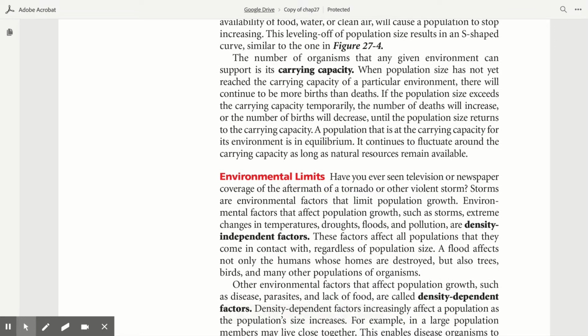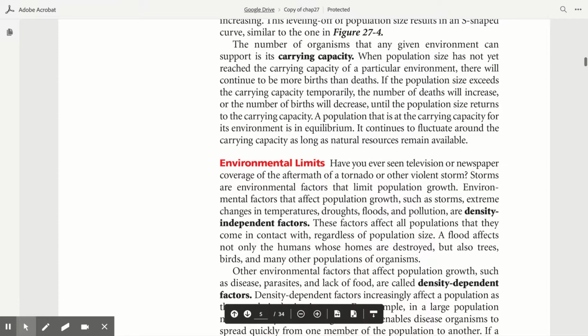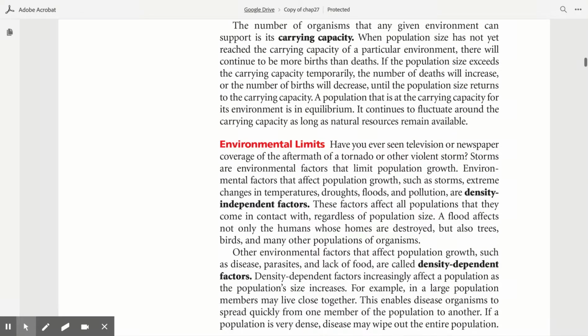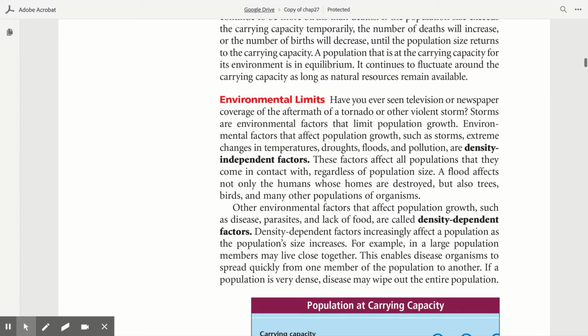The number of organisms that any given environment can support is its carrying capacity. When population size has not yet reached the carrying capacity of a particular environment, there will continue to be more births than deaths. If the population size exceeds the carrying capacity temporarily, the number of deaths will increase, or the number of births will decrease until the population size returns to the carrying capacity. A population that is at the carrying capacity for its environment is in equilibrium. It tends to fluctuate around the carrying capacity as long as natural resources remain available.